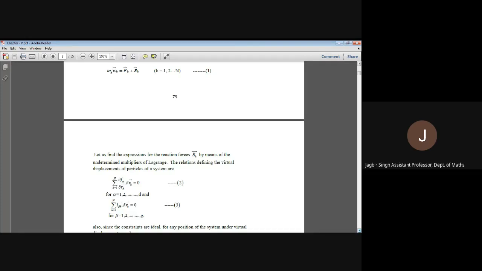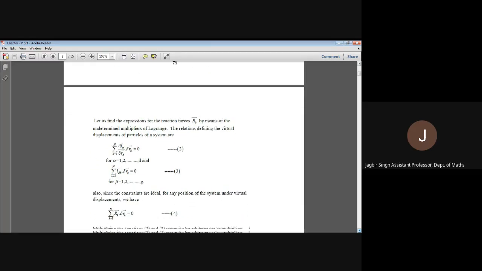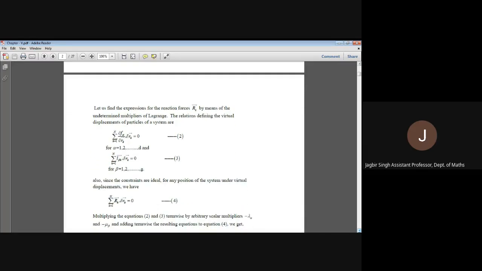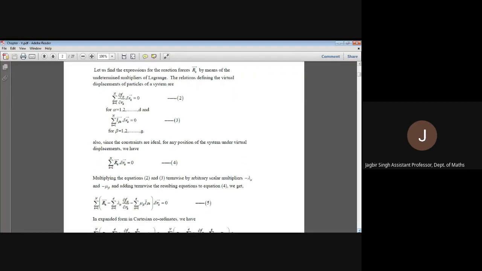Now just do one thing: multiply equation number 2 with minus lambda alpha and equation number 3 with minus mu beta, and then add those equations to equation number 1. Since all the constraints are ideal, we will have summation k from 1 to capital N rk del rk is equal to 0. Now multiply equation number 2 with minus lambda alpha, equation number 3 with minus mu beta, and then add to equation number 4. What will happen? We will have equation number 5.